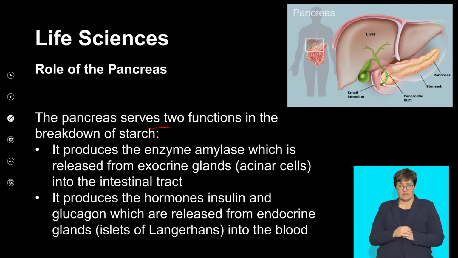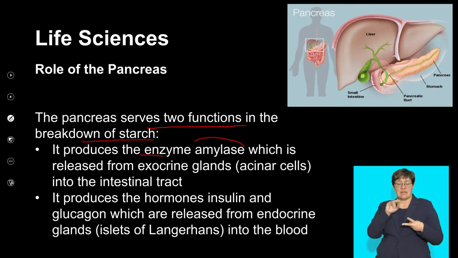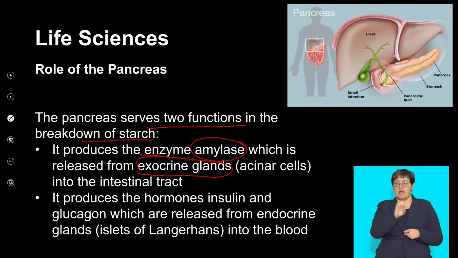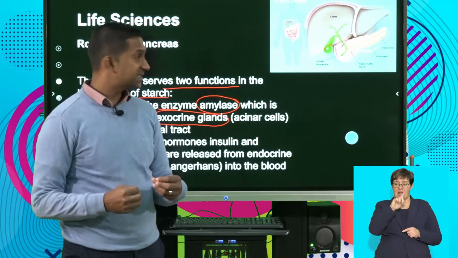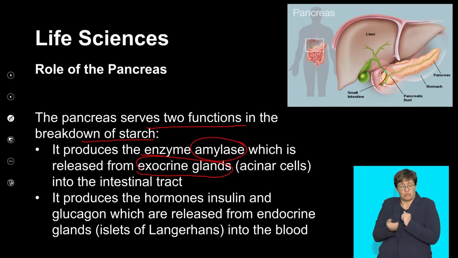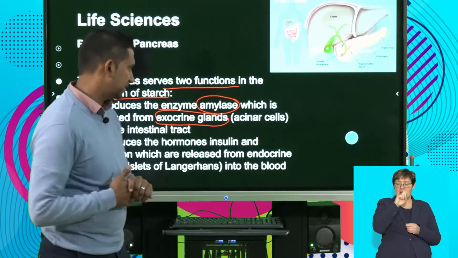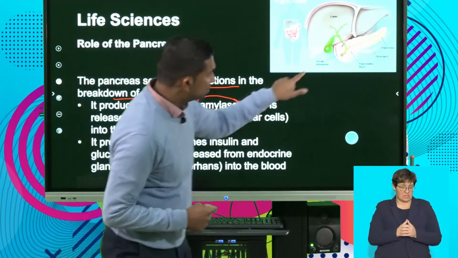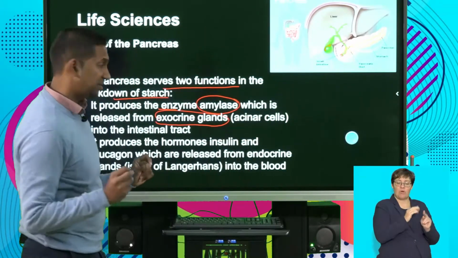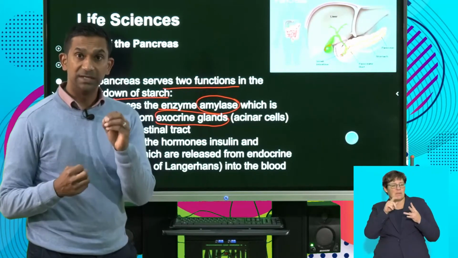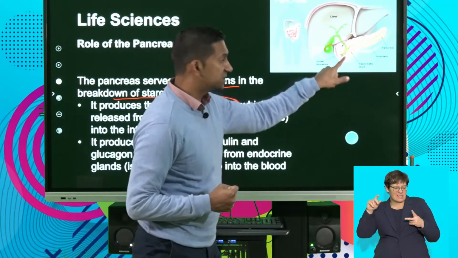So the pancreas serves two functions, as I mentioned, in the breakdown of starch. It produces enzymes which break down the starch, which are called amylases, and these basically are released from the exocrine glands. And exocrine refers to parts that release their secretions through tubes. And so this duct or tube that carries the enzymes out is part of the exocrine function of the pancreas. Okay, and that is released into the first part of the small intestine called the duodenum. So your amylases, your carbohydrases, your lipases or lipid digesting enzymes are all released into the duodenum.